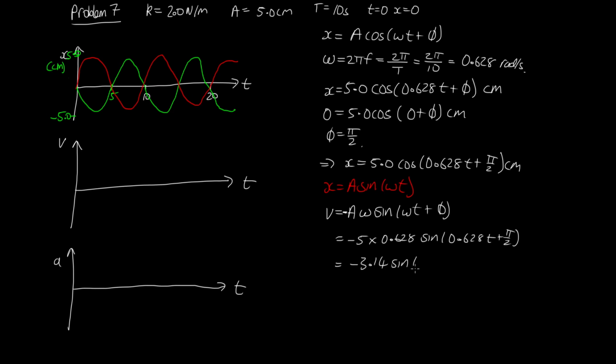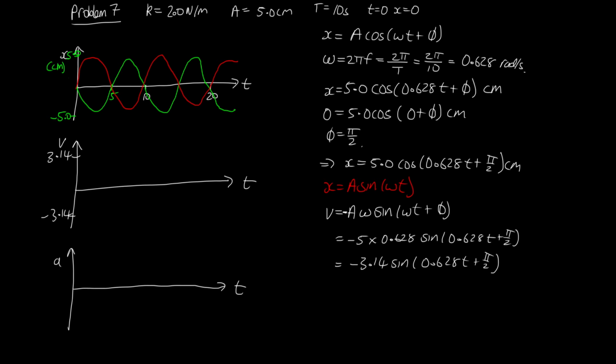which gives us -3.14 sine 0.628 t plus pi on 2. Or if you'd left omega as pi on 5, you'd find that you'd have a pi out the front here. So we can sketch the velocity graph here, going between -3.14 and +3.14. And we can see when we put in t equals 0, we've got sine of pi on 2 or sine of 90, which is 1.